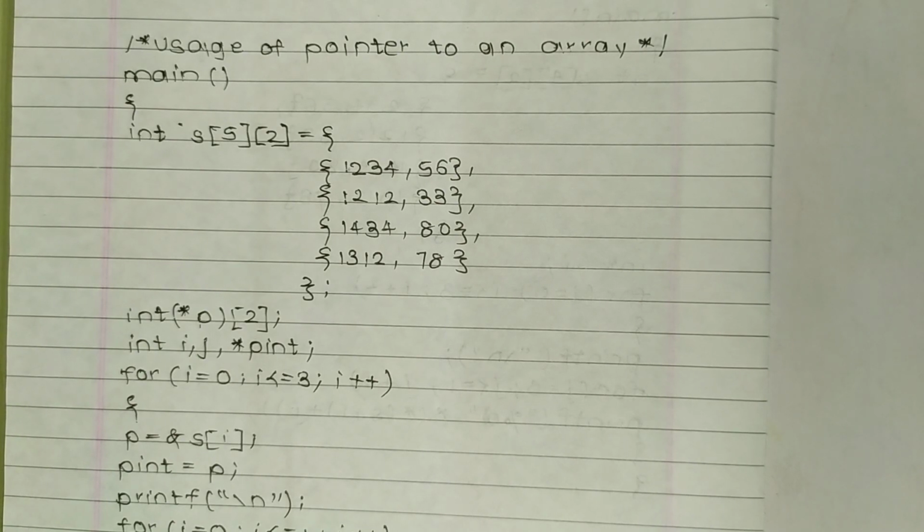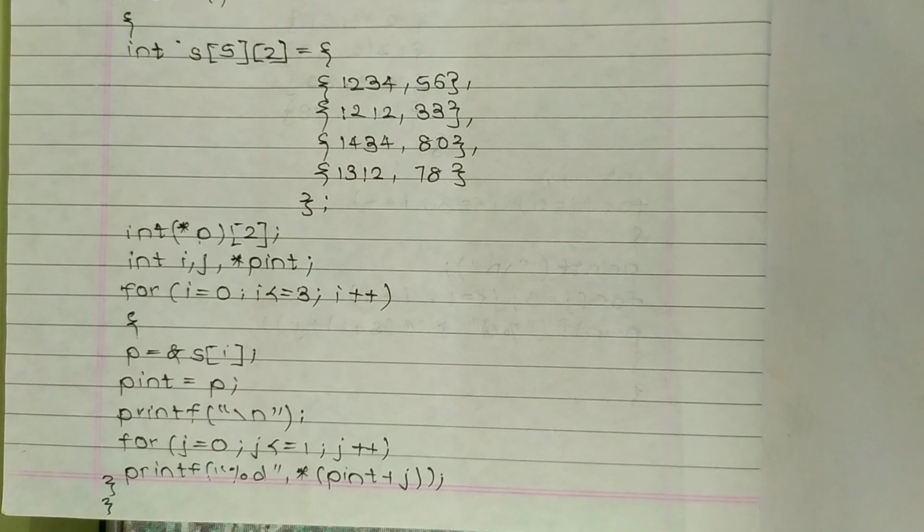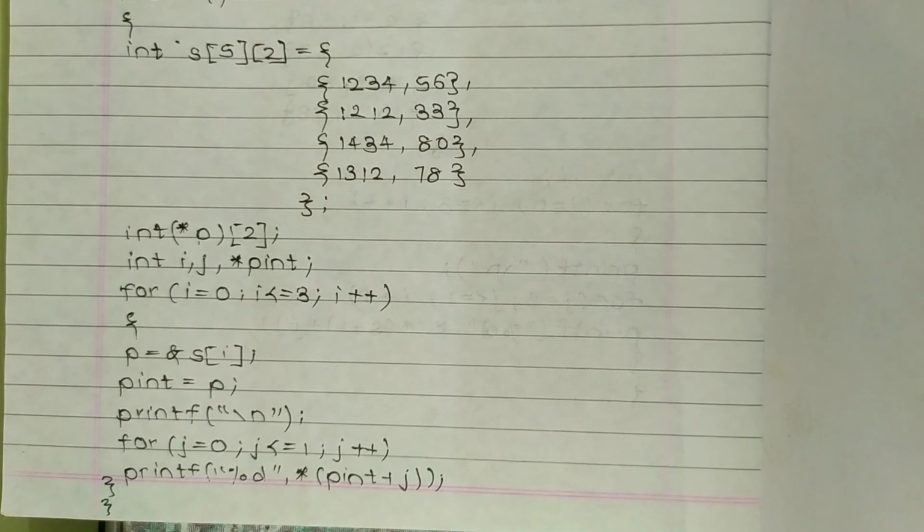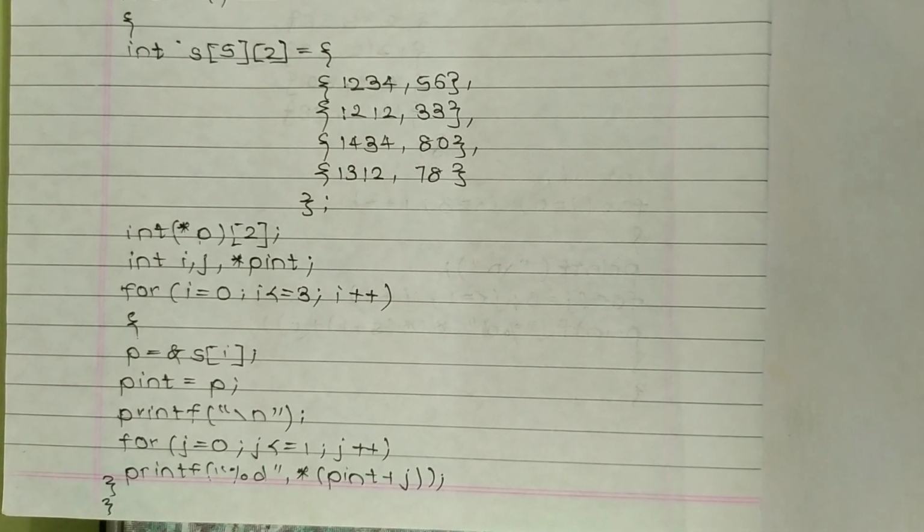In the first row it has 4 elements, that is 1234, and in the second it has 2 elements, that is 1234, then 56; 1212, then 33; 1434, comma 80; 1312, comma 78. int (*p)[2], int i, j, *pint.